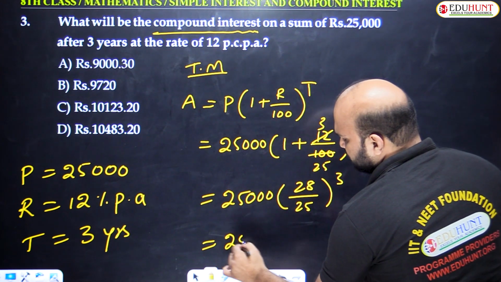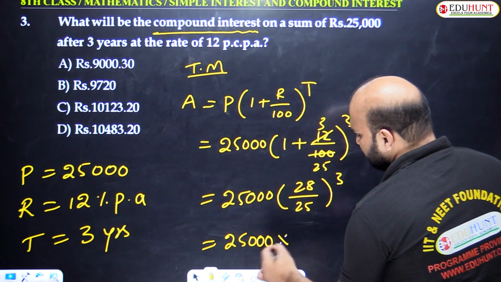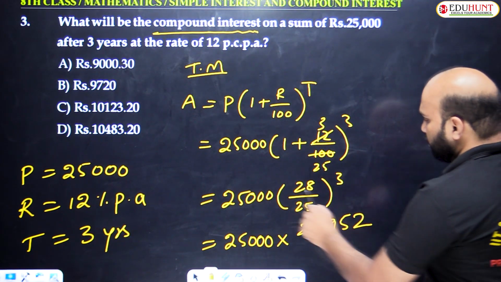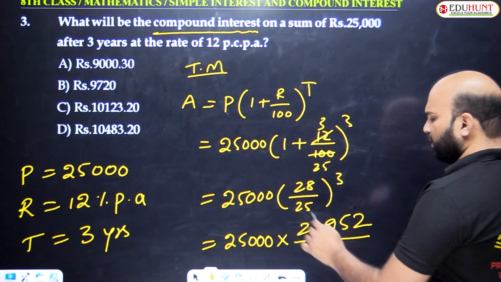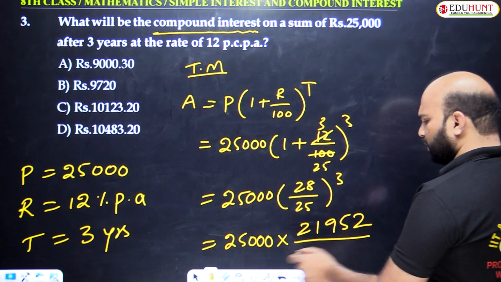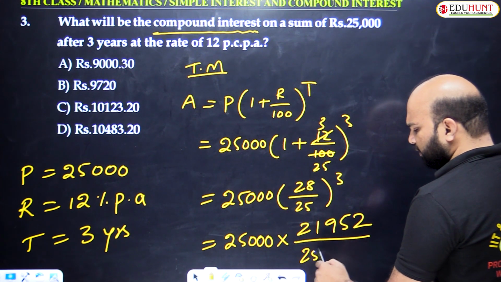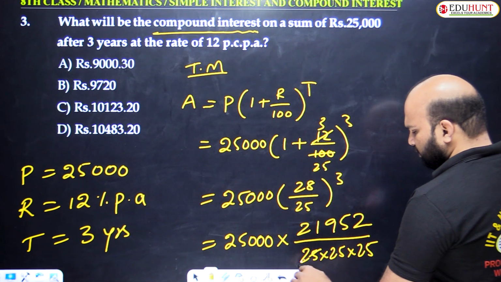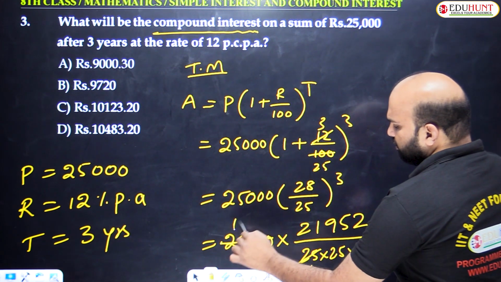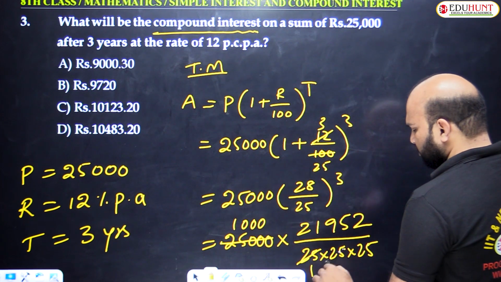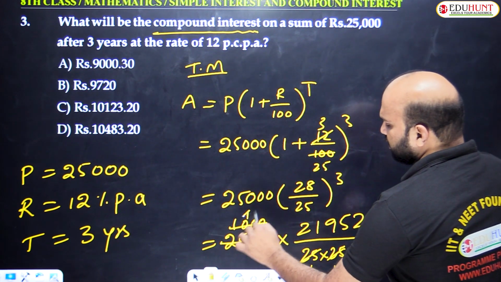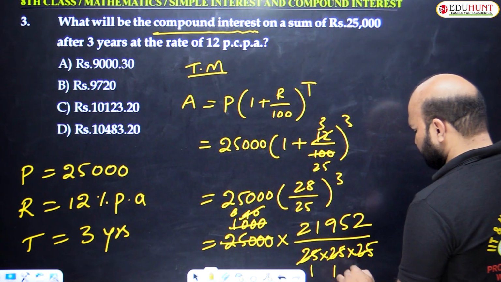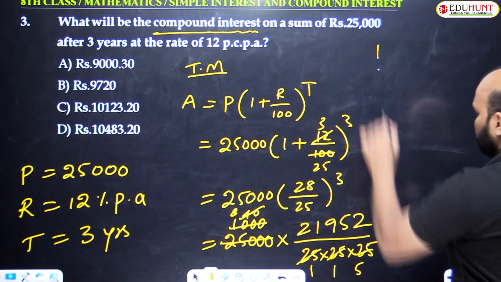So 25,000 into 28 cube, which is 21,952, over 25 cube. Don't take it directly, because 25 cubed can be written as 25 into 25 into 25. Am I clear? So first 25 1s are 25, 1,000, again 25 40s are 1,000, again 5 8s, 5 5s. Finally, what are you getting?